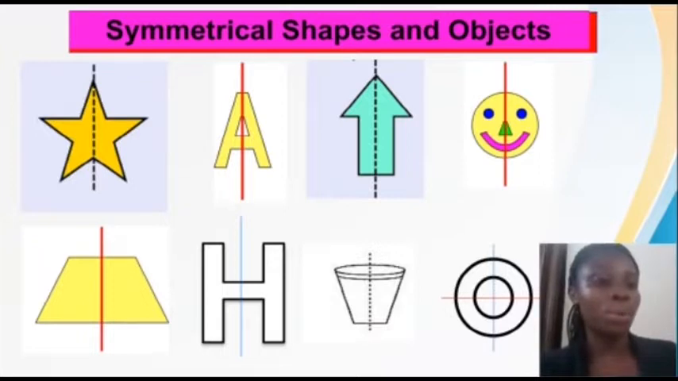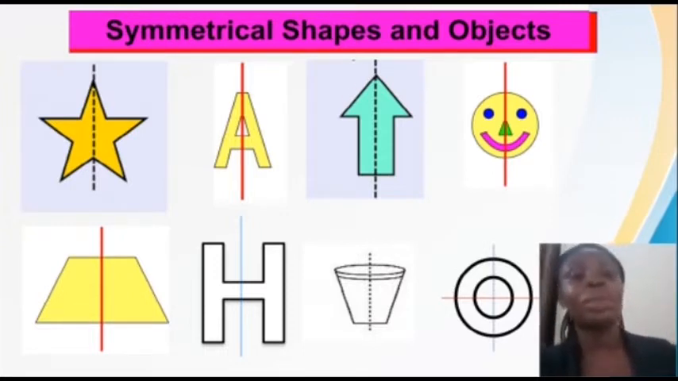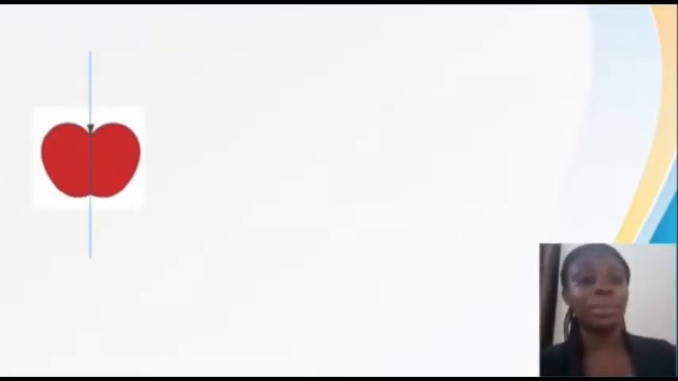Letter O. Letter O is also symmetrical. You can see the lines cutting through it. We are having lines of symmetry on letter O. That is to say, letter O is also symmetrical. An apple. An apple is also symmetrical. Look at the line cutting through it, giving us a line of symmetry, and it is just one line of symmetry. So an apple has a line of symmetry. That is to say, an apple is symmetrical.